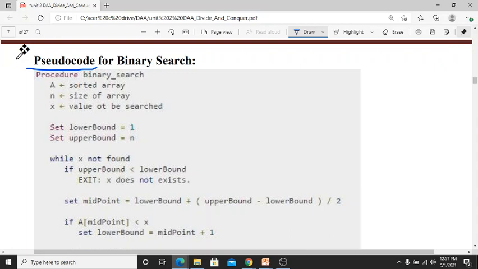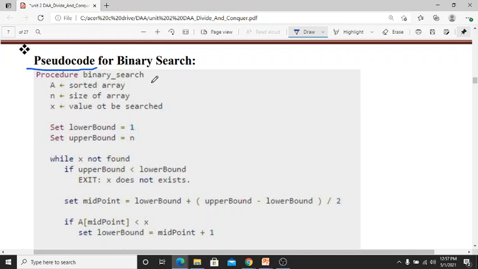Whatever algorithm we have, we write it in our own language. But pseudocode describes the algorithm more clearly, like what kind of data type you want to use and how it will look in the programming language. Okay, so let's do procedure binary search. And one more thing, remember that pseudocode does not have any syntax.